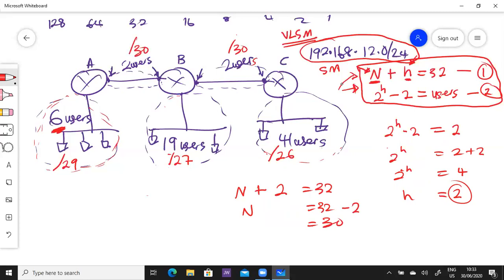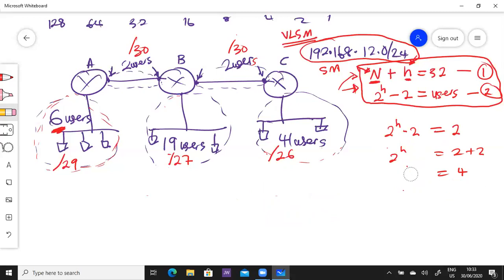This is the first step. So anytime you are given a variable length subnet mask scenario, use the above equation to get the subnet mask for all the subnets. That's the first step. Then what is the next step?